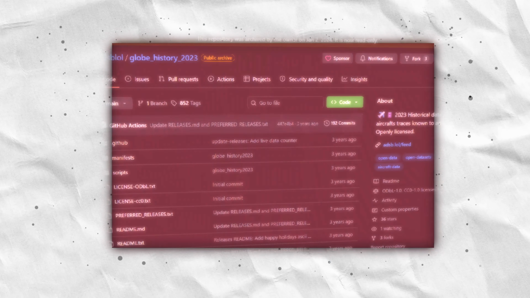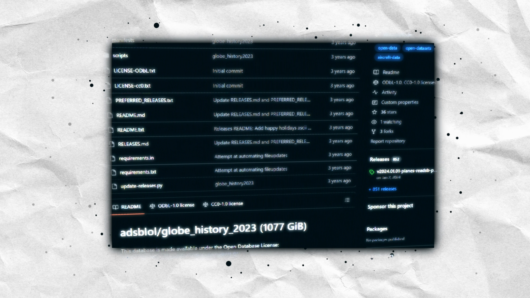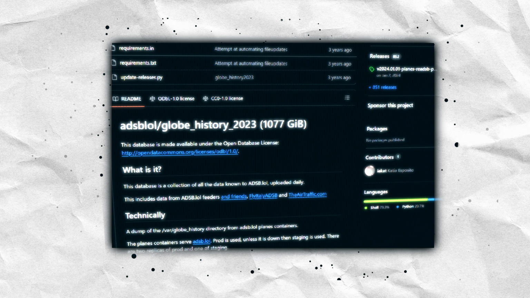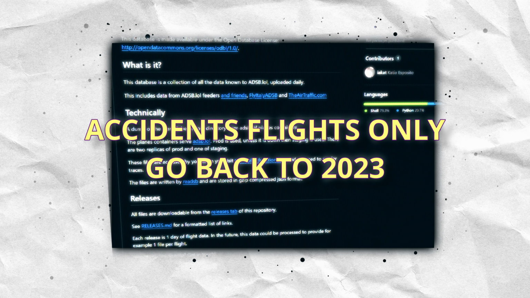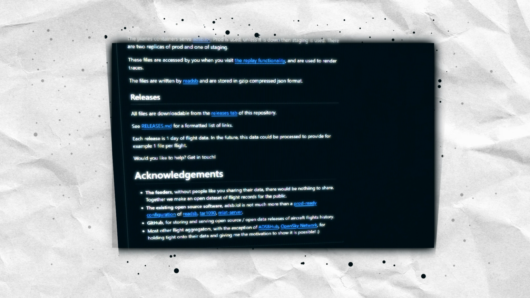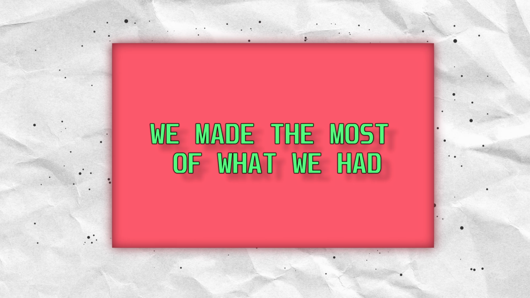That said, it's worth being honest about the limits. Our data was scarce. Reliable accident flights only go back to 2023, so we were working with a fairly small set of real accidents. We made the most of what we had, but more data would almost certainly help.